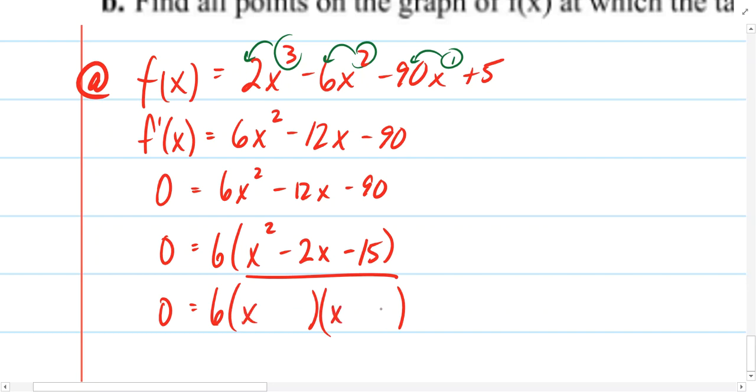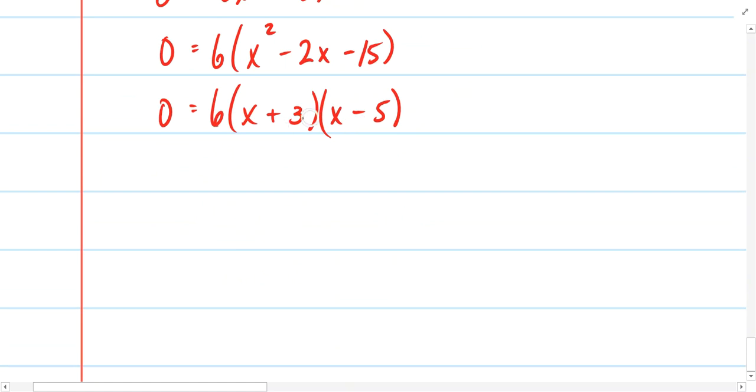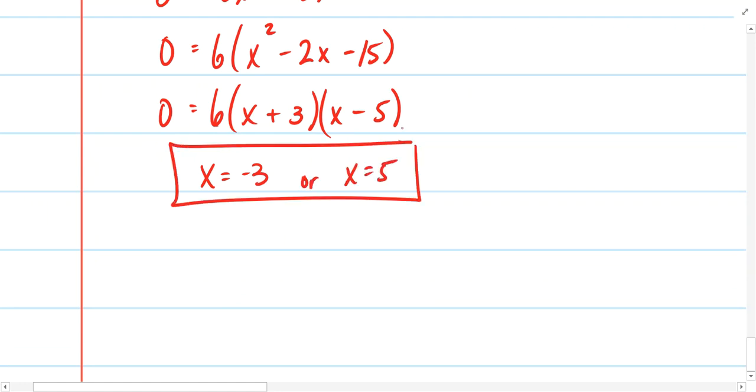So I'm going to use an x, and I'm going to guess that 5 and 3, specifically a negative 5 and a positive 3, will continue to factor. And then lastly, because these factors multiply to equal 0, then x itself has to be negative 3, or x is 5. These are the 2 positions where the slope of the original function is equal to 0.